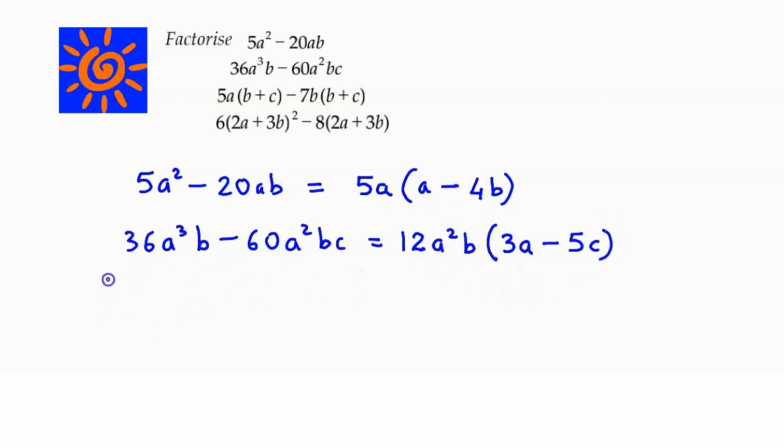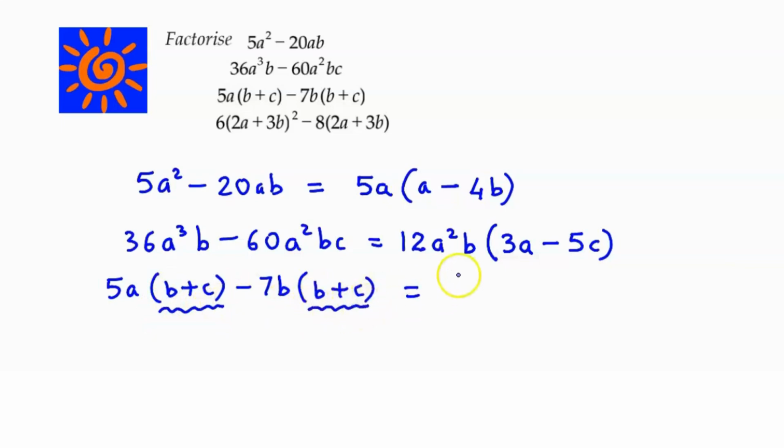Let's go for the next one. 5a(b + c) − 7b(b + c). Now if you observe, we have b + c as a common term, right? So if we take b + c as a common term, the terms left out are 5a − 7b. So we have (b + c)(5a − 7b).